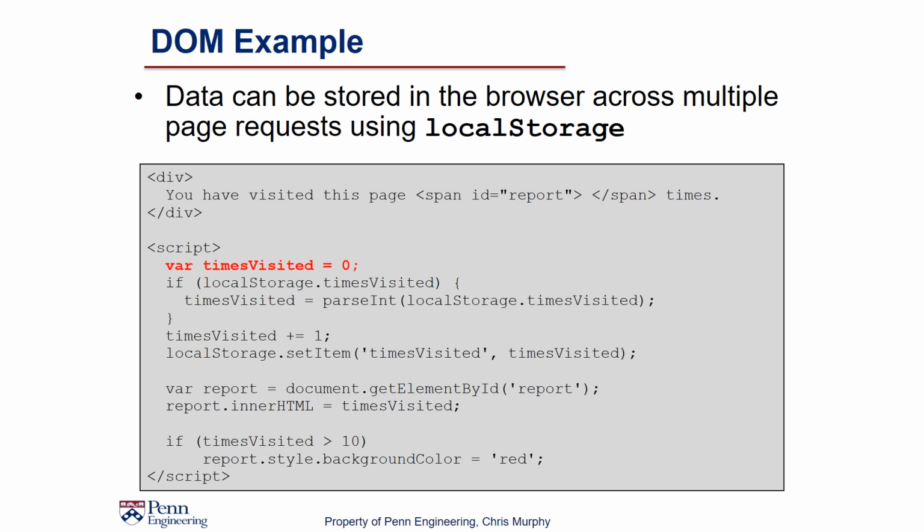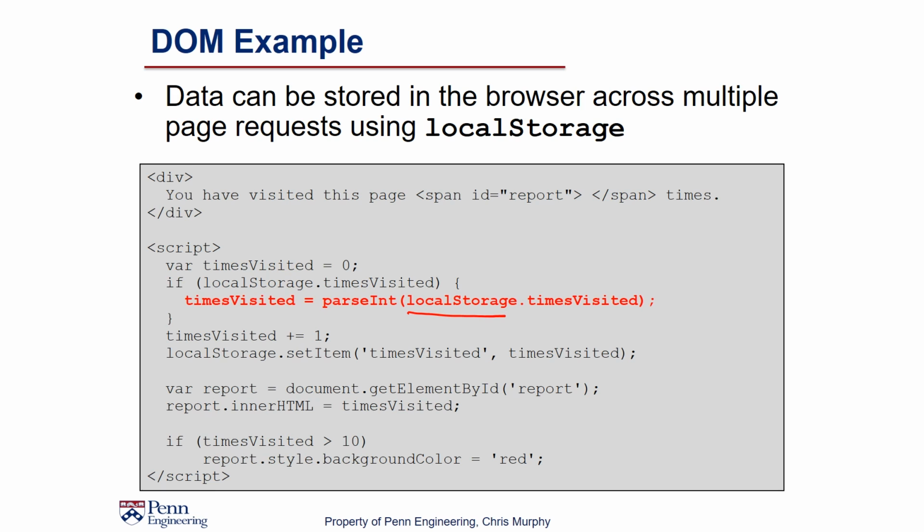Now I have my JavaScript, and I'll create a variable called timesVisited, initially set to 0. Then I'll access the local storage global variable, and I'll see if it has a property called timesVisited. Now by default, it will not have that property, but that's okay, because when I access that property, it will just return undefined. Undefined is a falsy value, and so this will return false and not go into the if statement here.